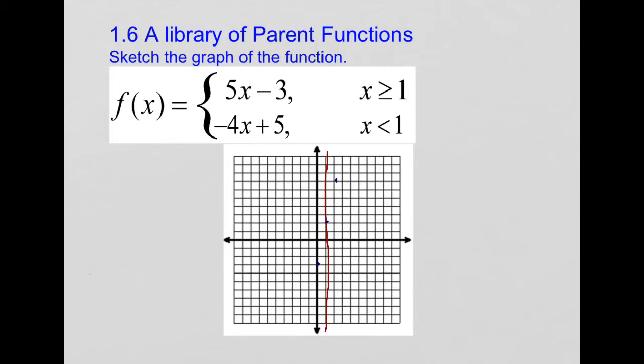Now, I can go ahead and draw this line, and there is the graph of the equation 5x minus 3. But since I have this restriction, I need to get rid of everything that is to the left of 1. So I'm going to go ahead and erase all of this over here because it doesn't exist in this function.